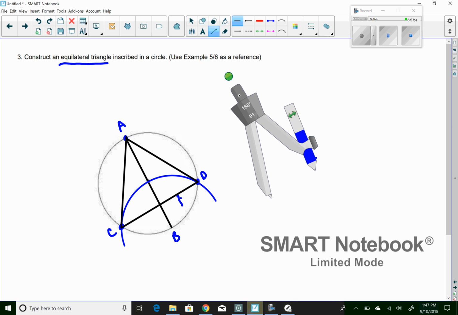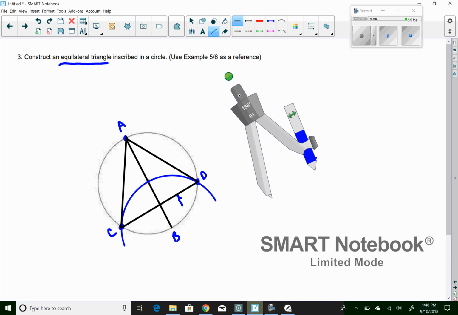Now, if I wanted to continue this construction, or if this construction said hexagon instead of equilateral triangle, I would have made that same blue arc from point A, and I would have cut my circle's circumference into 6 equal parts instead of 3 equal parts like we just did. That's the video, short and sweet.